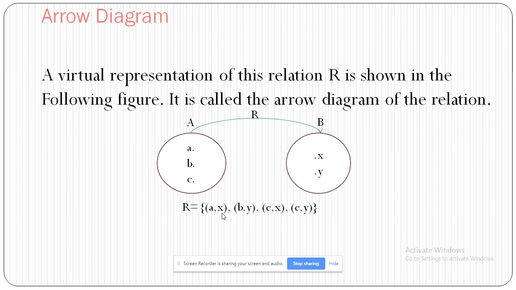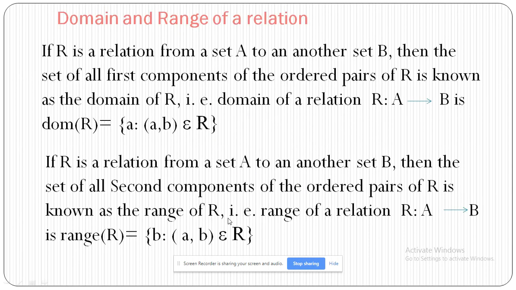Now (a, x) is an element. To represent this, we draw a line from a to x, and there is an arrow also. This represents that the relation is from A to B. Similarly, (b, y), so b goes to y, arrow sign. (c, x), c goes to x, and (c, y), c goes to y. So this is the complete arrow diagram of our defined relation from set A to set B.